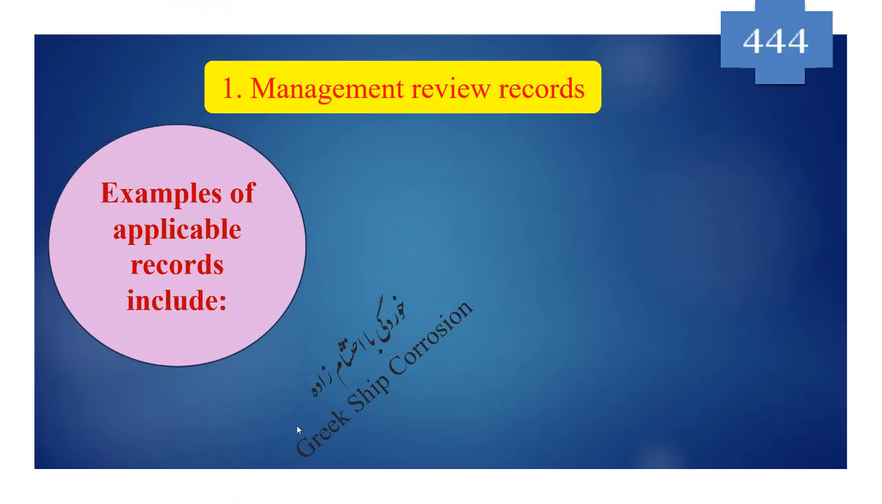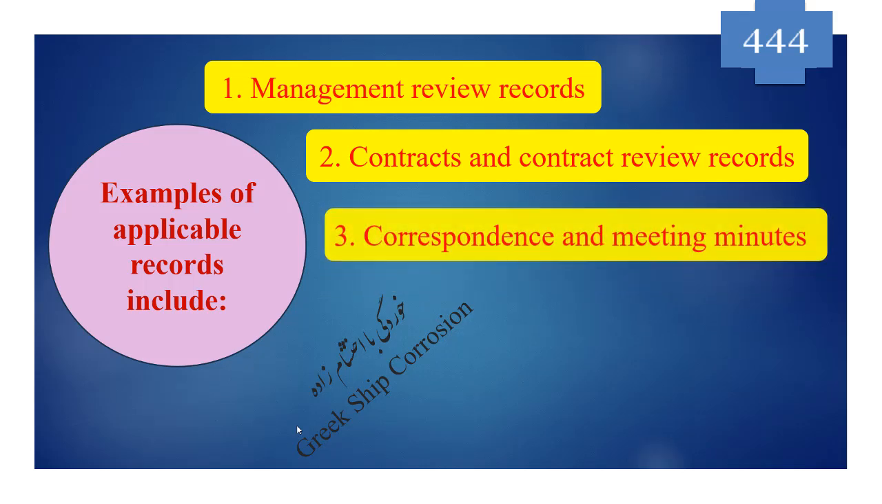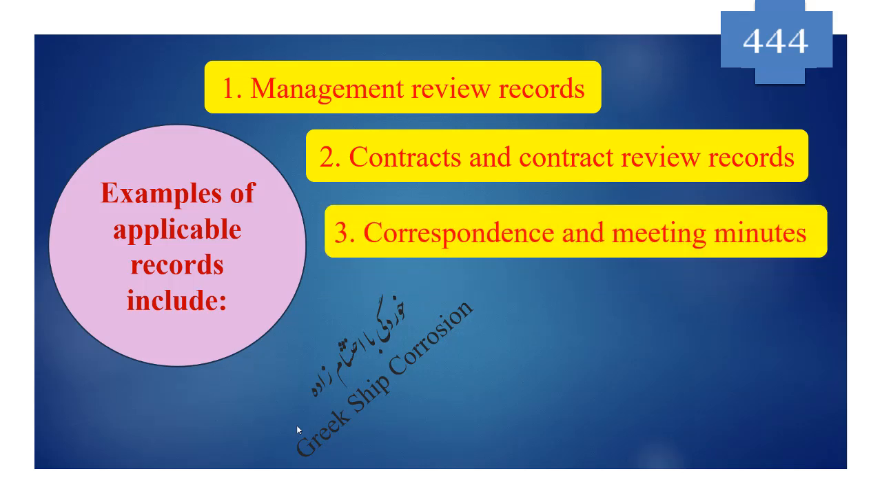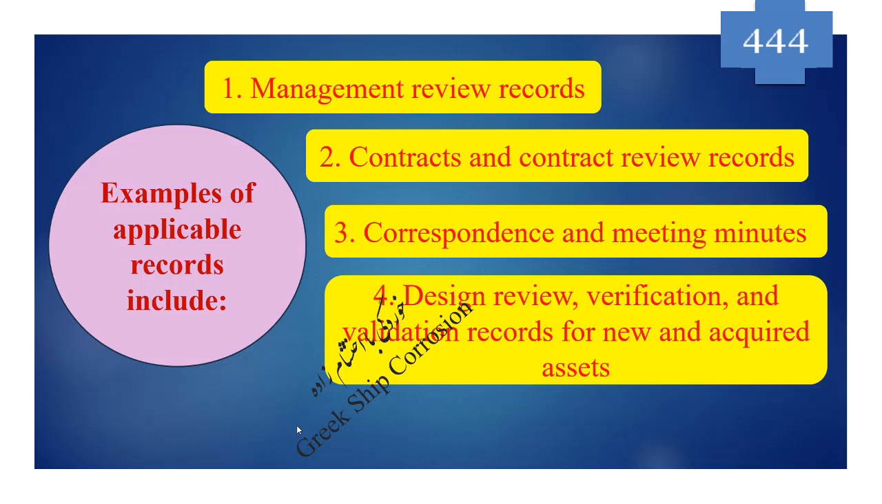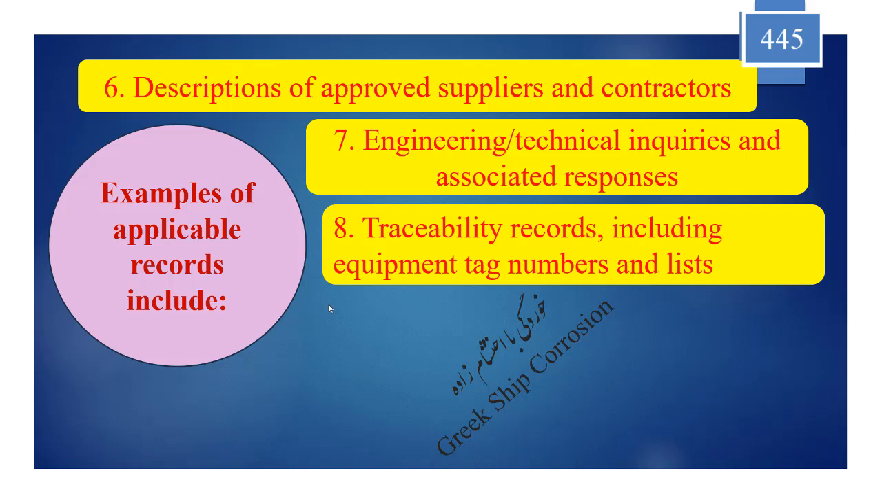Examples of applicable records include 1. Management review records. 2. Contracts and contract review records. 3. Correspondence and meeting minutes. 4. Design review, verification, and validation records for new and acquired assets. 5. MOC records. 6. Descriptions of approved suppliers and contractors. 7. Engineering technical inquiries and associated responses. 8. Traceability records, including equipment tag numbers and lists.